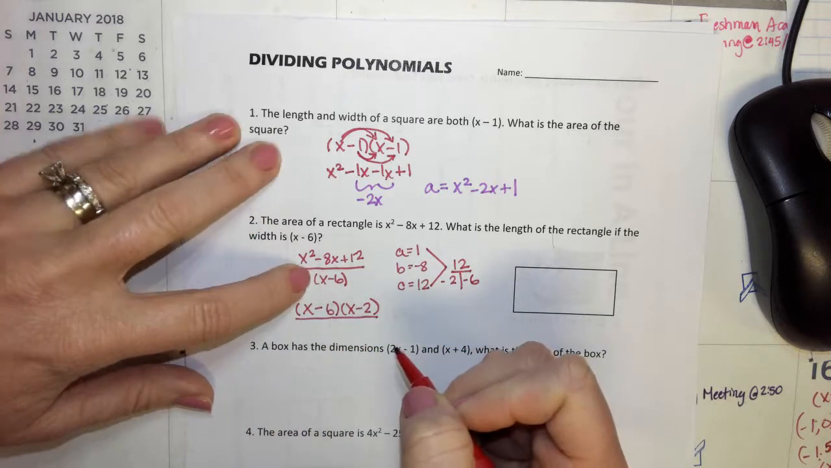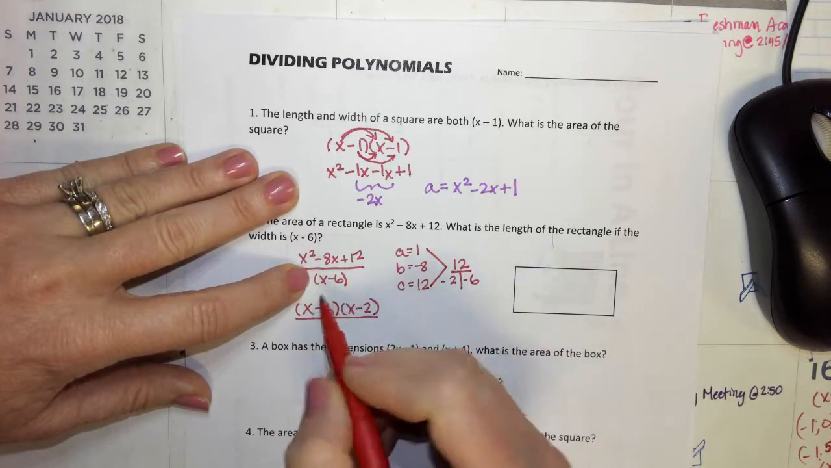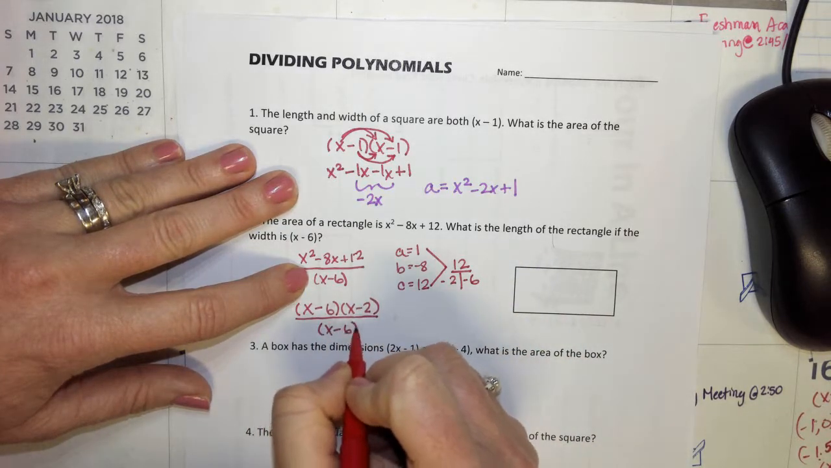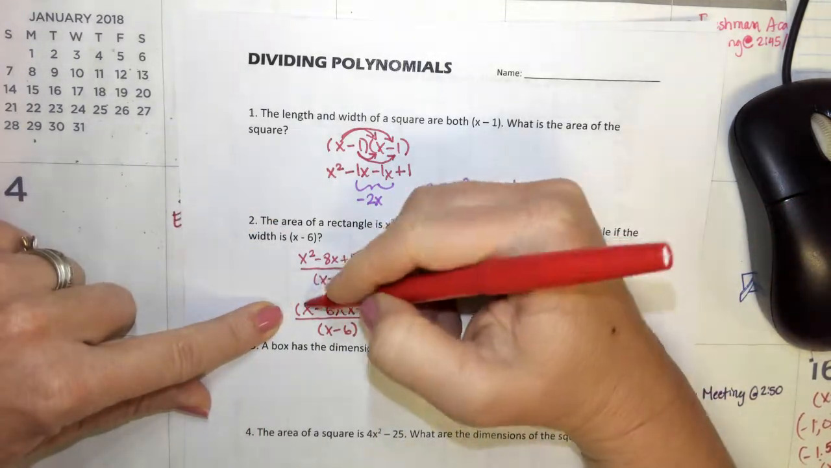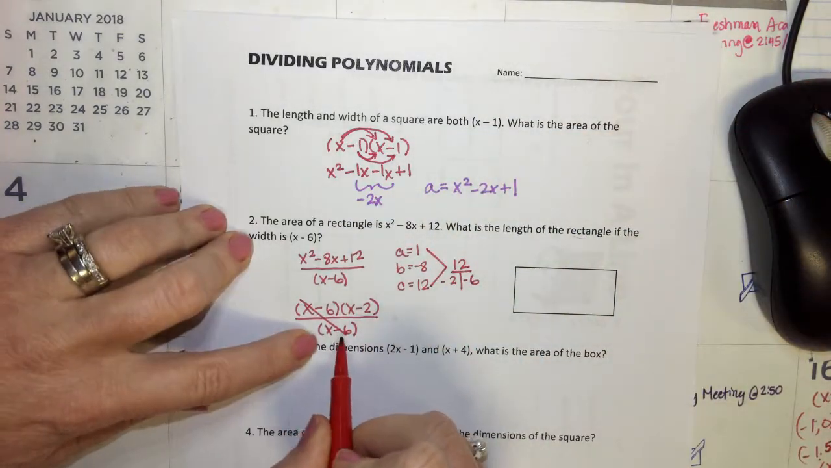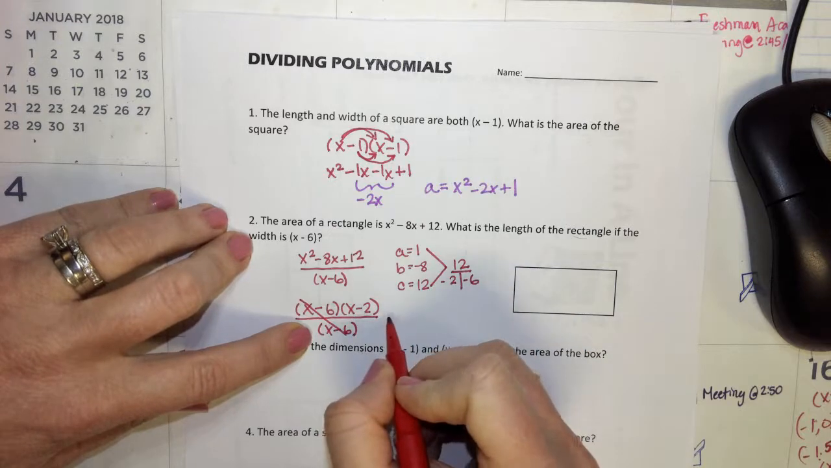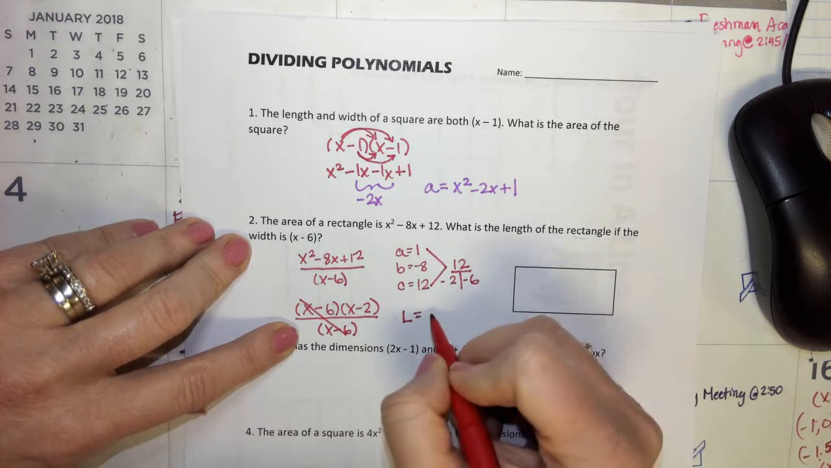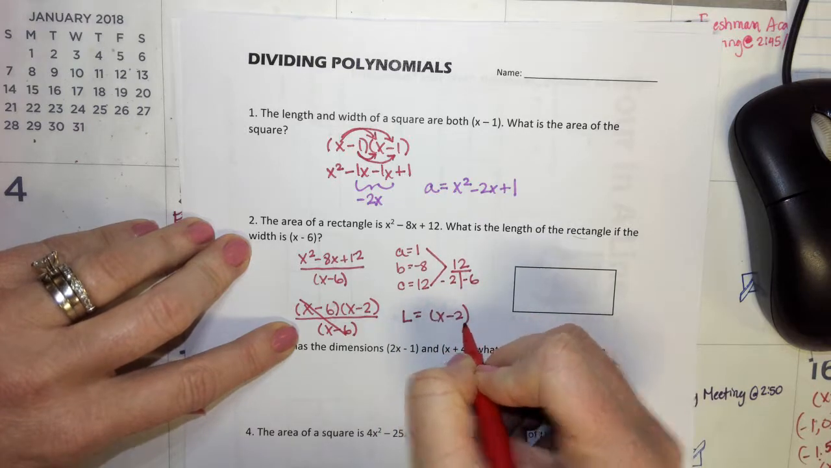So next I would need to factor my denominator, but this is already factored as far as it can go. So I'll just rewrite it. So now I'm ready to cross out my like factors, so x minus 6 and x minus 6 from the top and the bottom. So that means that my length would be x minus 2.